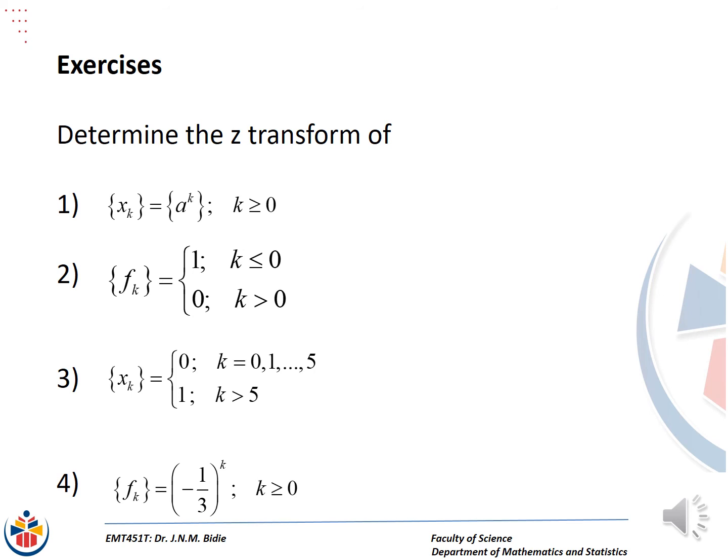Okay, note the values here for 0, 1, up to 5. The sequence is 0, and you get 1 for values of k greater than 5. And also, we've got a causal sequence for number 4.